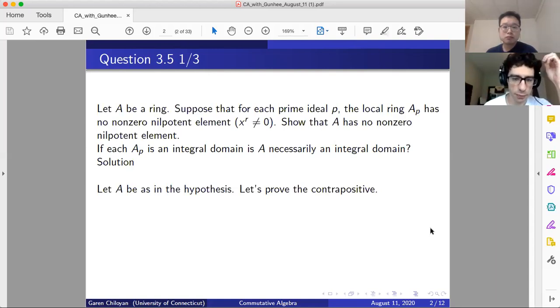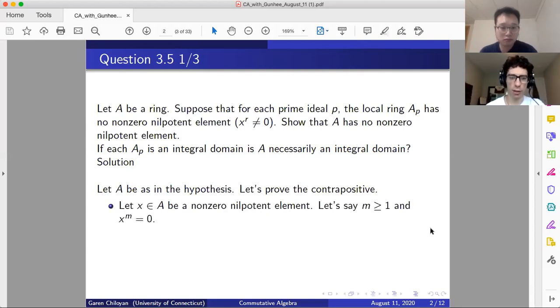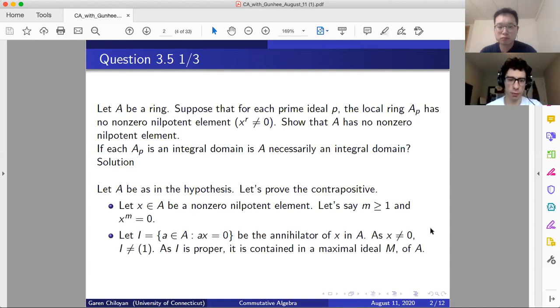So let A be the ring in the hypothesis. Let's try to prove the contrapositive. Let's say A does have a non-zero nilpotent element. I'll call that X. So X is a non-zero nilpotent element of A, and let's say X to the M is 0 for some positive integer M. So the question is, does that mean that we can find a prime P such that A localized at P has a nilpotent element? The answer to that is yes. This is the same exact proof we did last week.